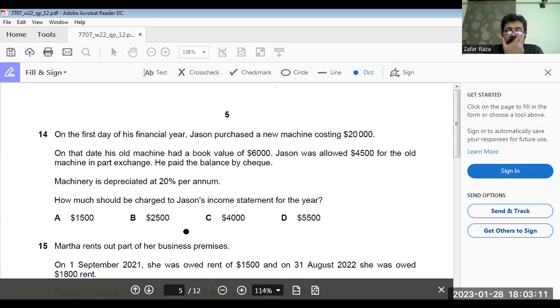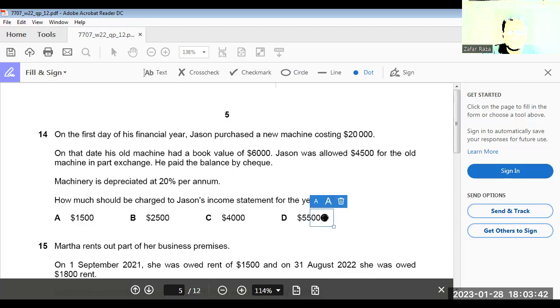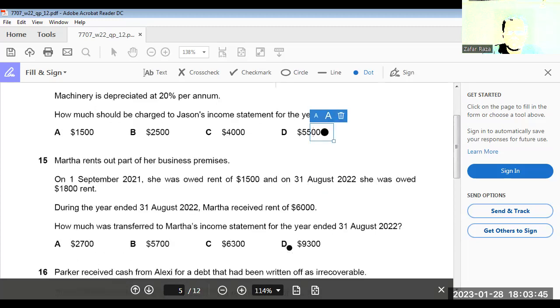The book value of the old machine was 6,000 and it was exchanged for 4,500. 1,500 is the loss and 4,000 is the depreciation on the new machine: 20,000 multiplied by 20% is 4,000. So on exchange, he suffered a loss of 1,500, and 4,000 is the depreciation of the new machine. So a total of 5,500 would be charged to the income statement. So D option should be the answer.